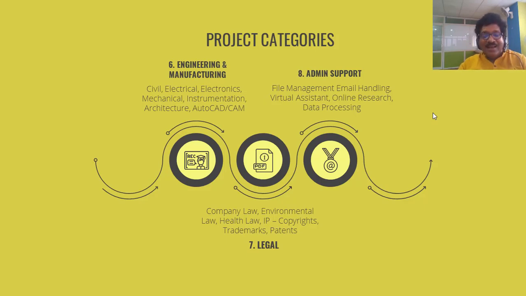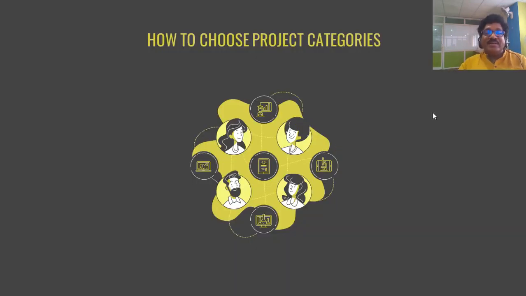And hence, I'm going to help you understand how to select your project category, how to choose your project categories. Of the 8 categories available, how do you select 1 or 2 or 3 or 4? The first thing you have to consider is your hobbies. What hobbies do you have? Accordingly, you have to select your category.